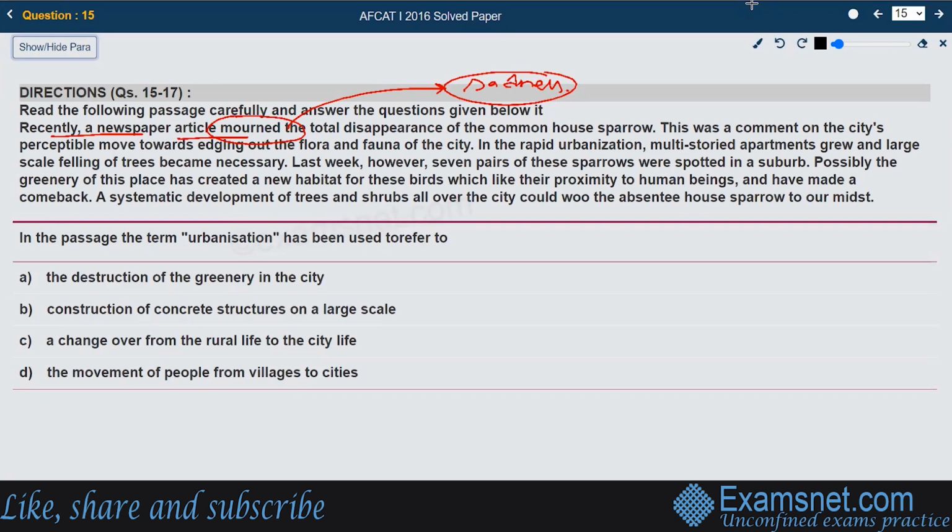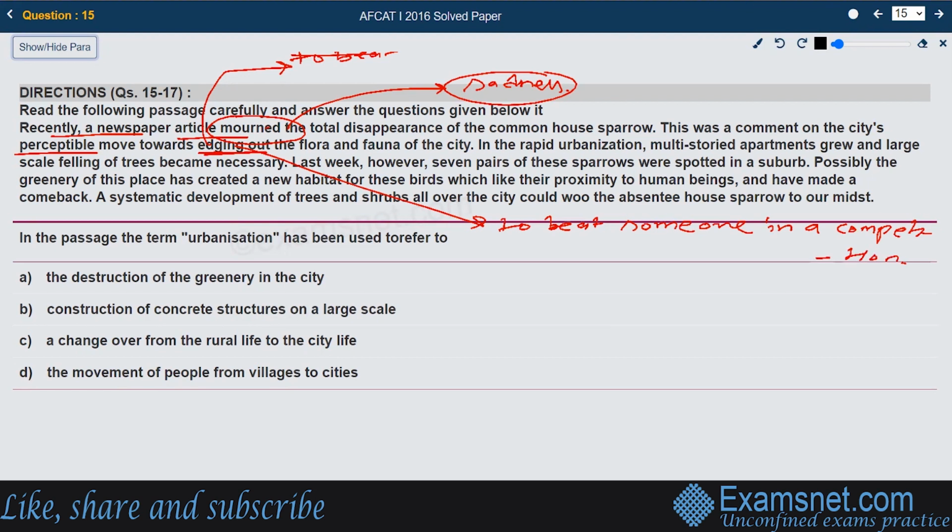This was a comment on the city's perceptible move towards the edging out. Perceptible means something related to perception. The word edging out means to beat someone in a competition, to win a competition. Okay, that is what edging out means.